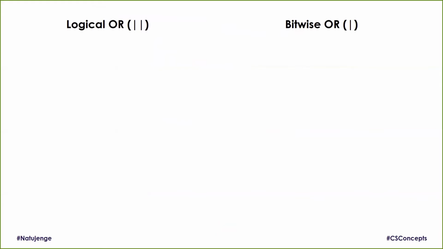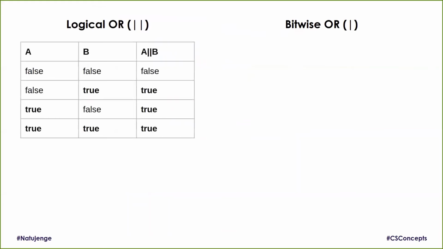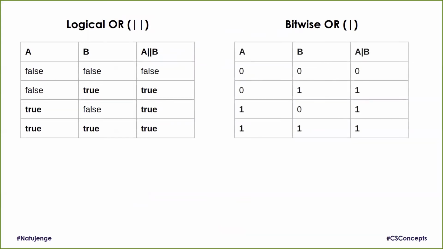So let's look at the logical OR, and the key idea here is we have the truth table. I'm not going to repeat this, but you already know. And the bitwise OR is wherever there is a true, you replace with a 1, and whenever there is a false, you replace with a 0.